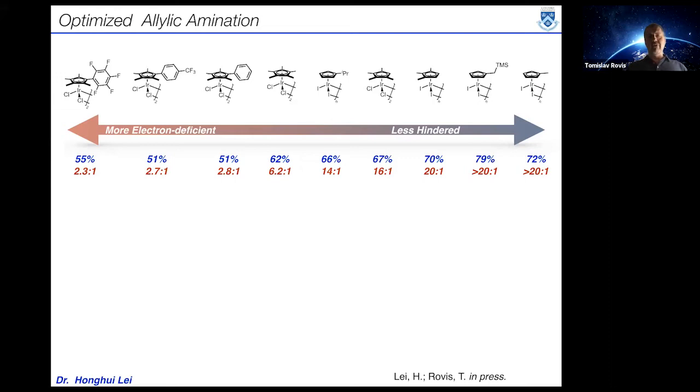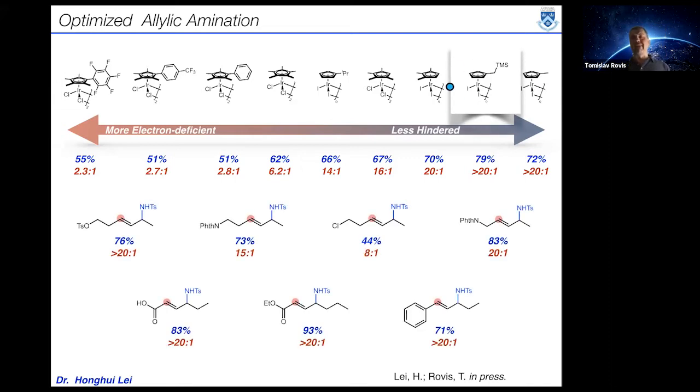We optimized this for a long time as well. I won't go through all of these, except the ones we settled on, which is this trimethylsilyl methyl Cp derivative as a mixture of electron deficient and sterically more accessible. It gives us high chemical yield and regioselectivity. In all these cases, the red dot signifies the minor isomer. The amine ends up here, the alkene here. But as you can see, it's reasonably tolerant to a variety of functionality.